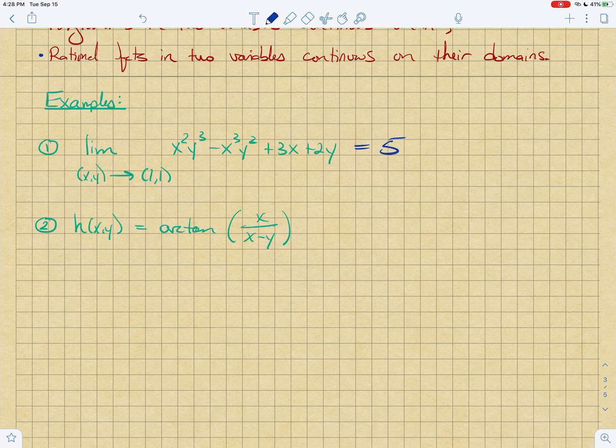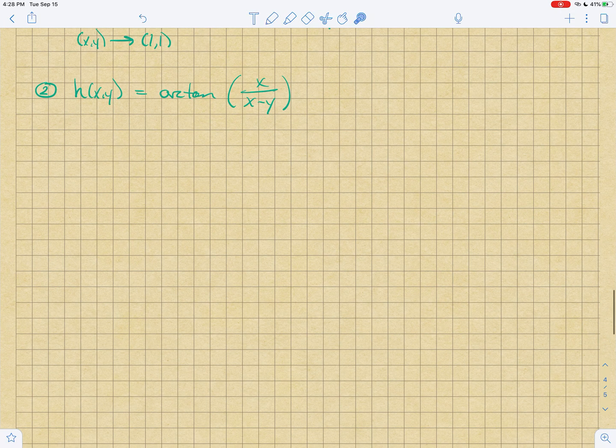That's it. Whereas we can look at this function and we can say, okay, arctangent is continuous everywhere. So I don't need to worry about the output of this, just the input. What goes into the inside here? Well, this is a rational function. It's continuous everywhere that it's defined. The only place it's not defined is along this line y equals x.